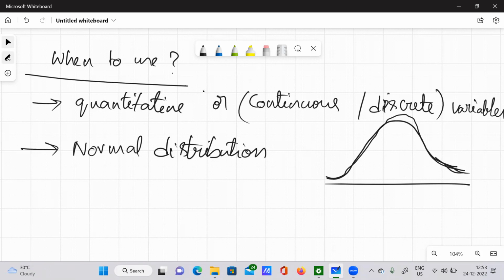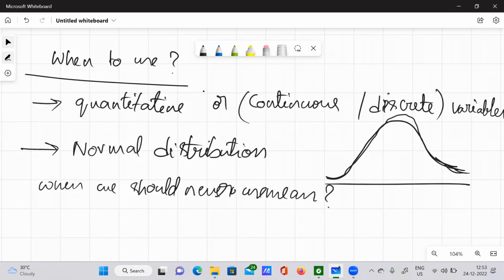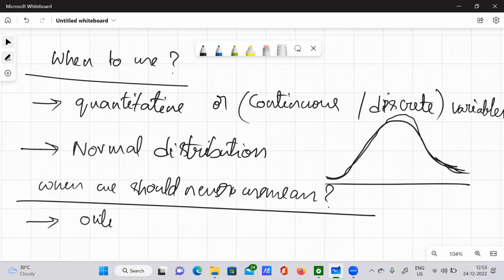And when should we not use it? When we should never use mean. When there are outliers in data, we should never use mean. Why? Because just now I have already explained. Just refer to that. When there is any outlier, then you will observe huge deviations in the value of mean.